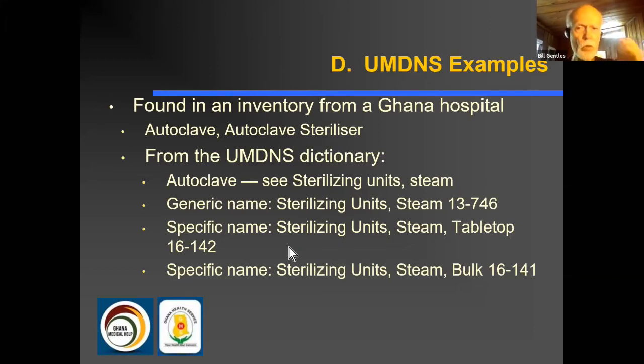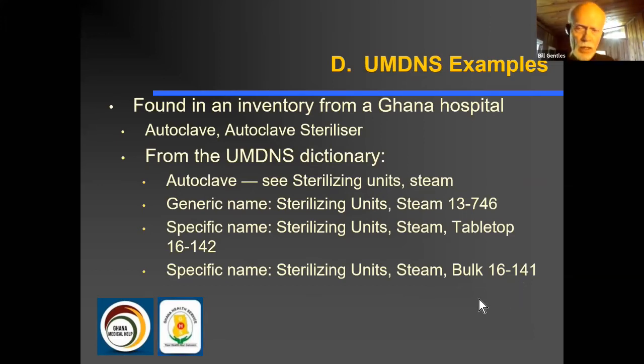Then getting more specific, we have several different kinds, and I'll just show two of them here. A specific name would be sterilizing units, steam, tabletop. So a tabletop sterilizer is a much different animal from the next one, a bulk floor-mounted sterilizer that you can wheel carts into, full of surgical instruments. So there's a totally different name for sterilizing units, steam, bulk, code 16141.